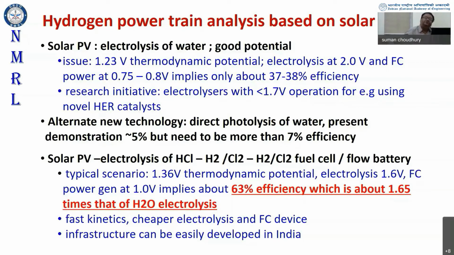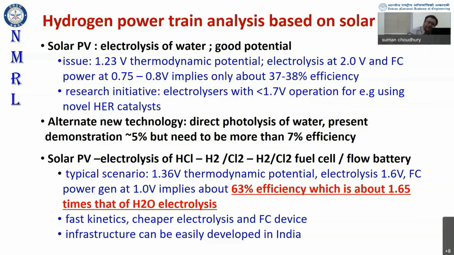Otherwise, it will be very similar to normal PV with 2 volt operating electrolyzers. Now we'll take a look at the solar PV electrolysis scenario where you are electrolyzing hydrogen chloride, or hydrogen bromide, whatever it is. Hydrogen bromide is better kinetically. You will have 1.36 volt thermodynamic and electrolysis of 1.6 volt.